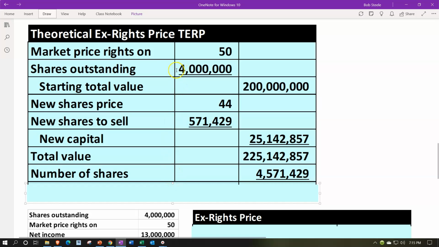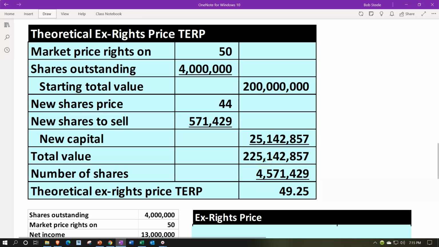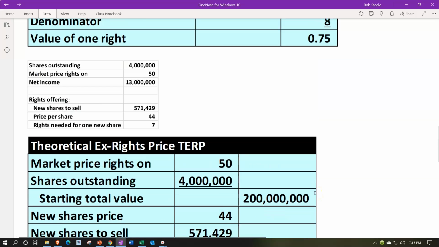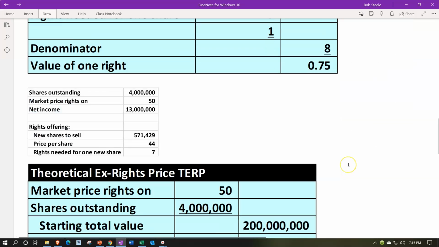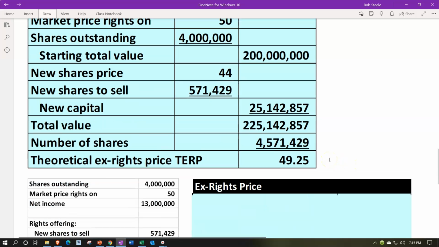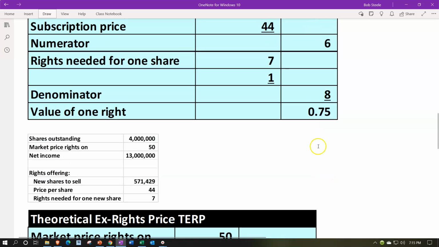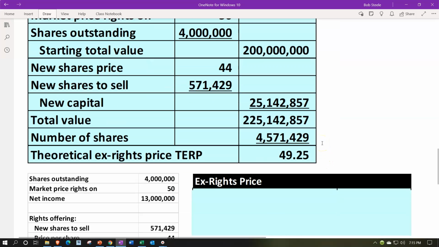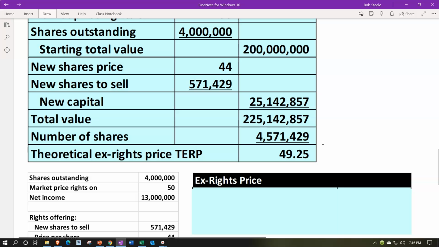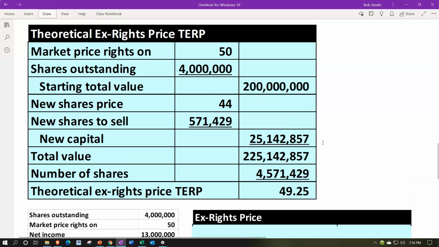But now, if we compare that to the total number of shares that are outstanding, before we had 4 million shares, now we add another 571,429 to it. So now we have 4,571,429 shares. So if we divide this out, then we've got the 49.25. So the same idea as we had up top, being the 49.25. If you take the 50 minus the 49.25, the difference we're saying is equivalent in this case to the value of the right. So the 0.75 on the right is the difference between the 50 and the 49.25.